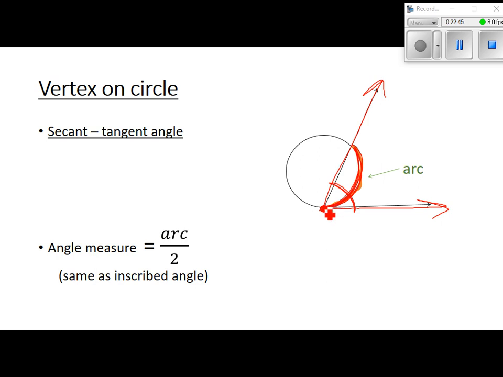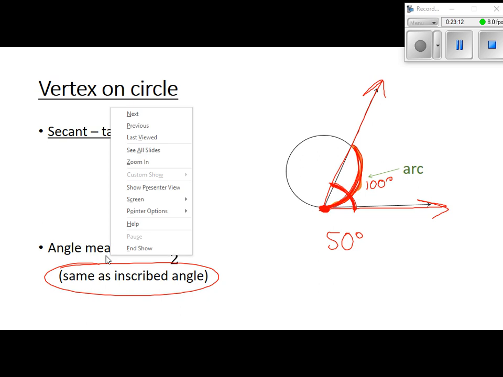It's the same as an inscribed angle. The angle is going to be half whatever the arc is. So if we know the arc's 100 degrees, the angle is half that. So that angle right there would have to be 50 degrees. So this is the same. It's always going to be the same as an inscribed angle because the vertex is on the circle. And we're going to talk about more of that here in a second.